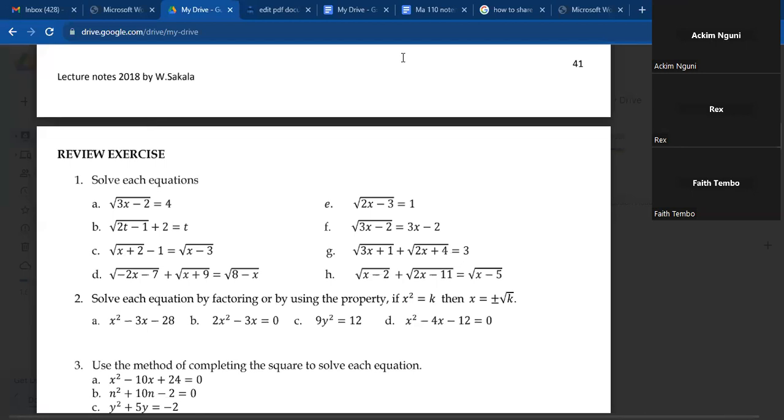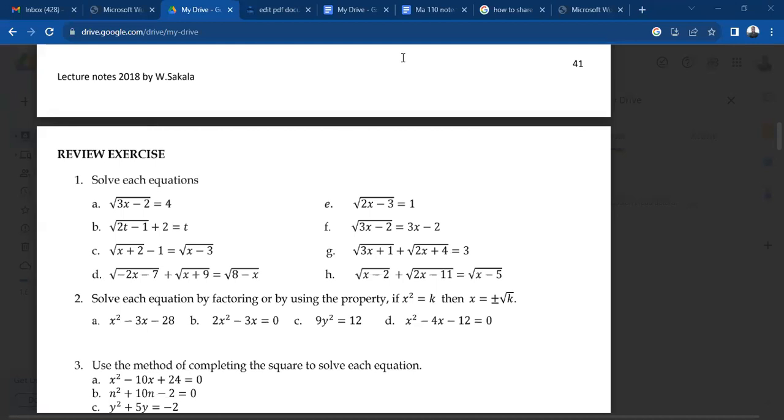Any questions? Okay, if there are no questions, we will solve here. If you've seen the review exercise, to check if you've understood this, you solve these questions, but I'll help you with just the first one. The first one is the square root of, the rest you will solve.